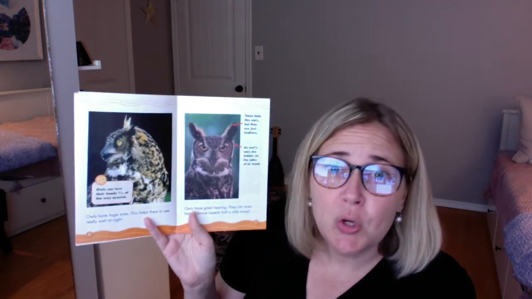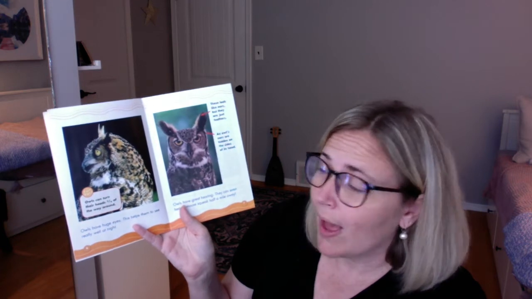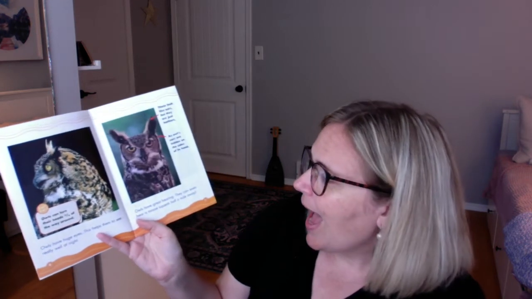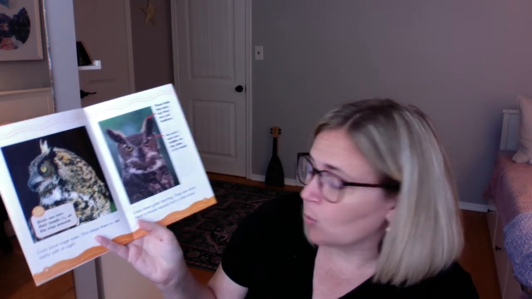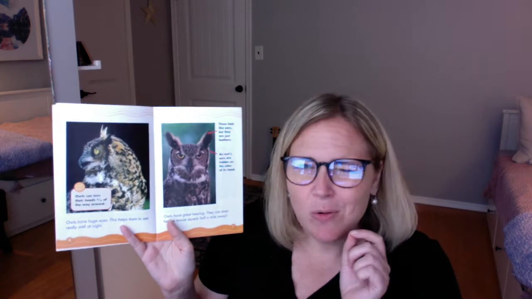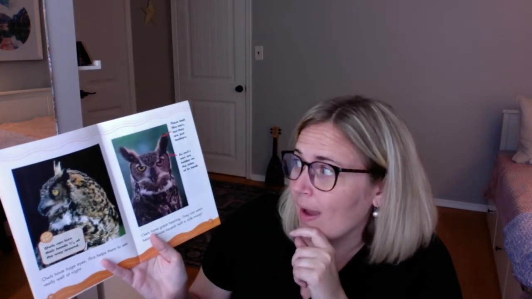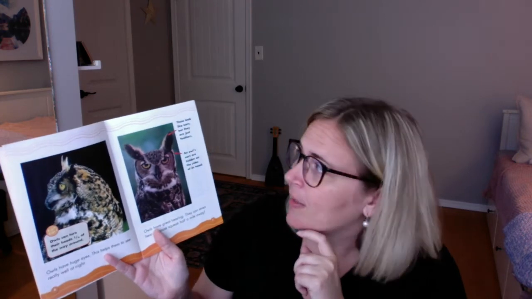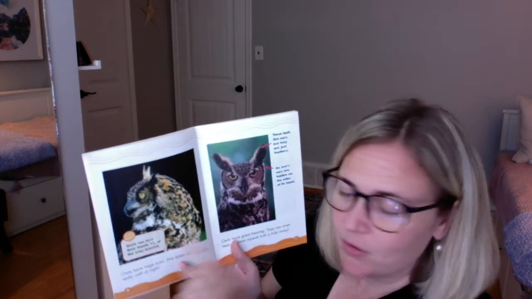Owls have huge eyes. This helps them to see really well at night. Owls have great hearing. They can even hear a mouse squeak half a mile away. So friends, think about that. A mouse has a very soft squeaking sound, and a half a mile is a pretty long way, so their ears are really good.